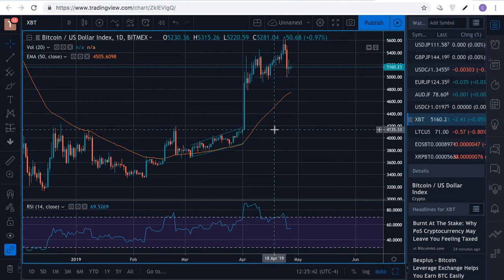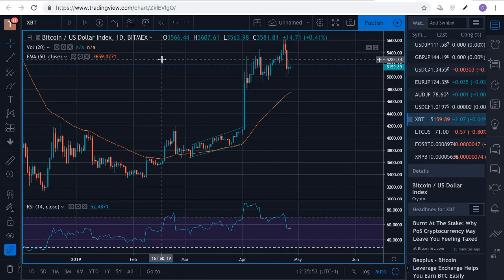So yeah, let's get right to it. So right here you see we have a chart, obviously. This is Bitcoin USD on BitMEX. First let me say, this is TradingView.